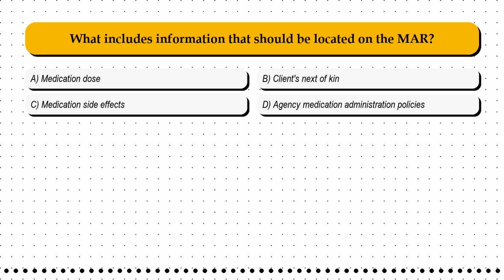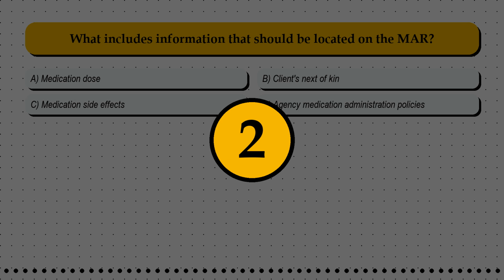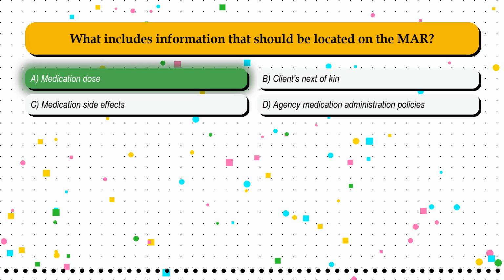Question 1. What includes information that should be located on the MAR? Option A. Medication dose. Option B. Client's next of kin. Option C. Medication side effects. Option D. Agency medication administration policies. The correct answer is option A.